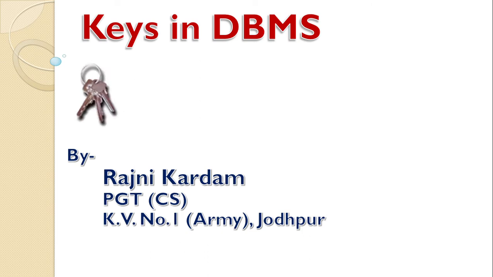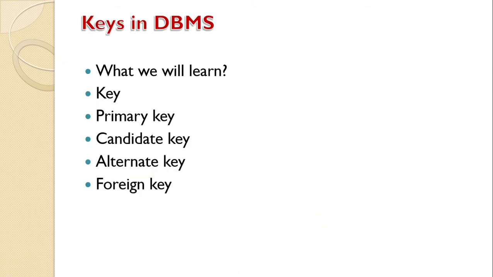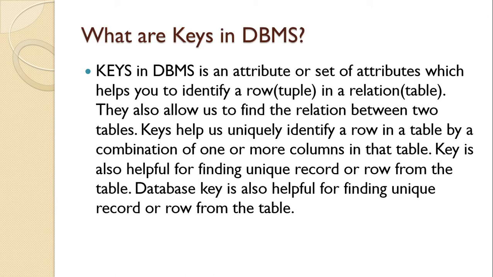Now I'm discussing the keys in DBMS. Now, what is a key? As you can see, keys are the elements or devices which are used to open the lock of a particular room. Now, in DBMS, what are keys? We will learn about the keys. Different types of keys such as primary key, candidate key, alternate key, and foreign key. Shall we start? Now, what are keys in DBMS?